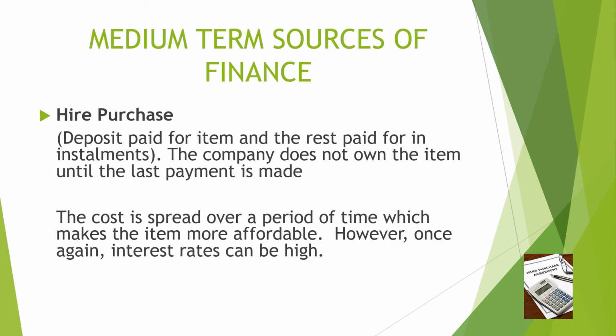If they renege, if they don't pay their payments, then the organisation who sold it to them is well within their rights to come back to them and take the machine off them, because it doesn't belong to them. So the deposit is paid for an item and the rest is paid for in instalments. The company doesn't own the item until the last payment is made. A good thing about it, why would you do this, is the cost is spread over a period of time, which makes it more affordable. You might not otherwise have been able to pay for it.